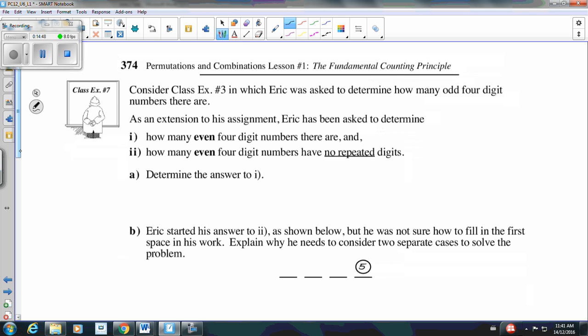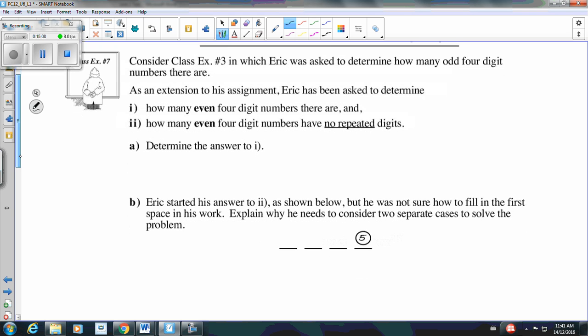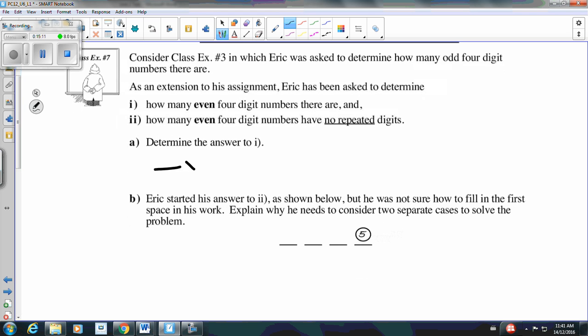Example 7. Consider example 3 in which Eric was asked to determine how many odd 4-digit numbers there are. As an extension to his assignment, Eric has been asked to determine how many even 4-digit numbers there are, and how many even 4-digit numbers there are with no repeated digits. Determine the answer to part I. Again, this is a 4-digit number, so I have 4 blanks I need to fill in because I have 4 choices to make.